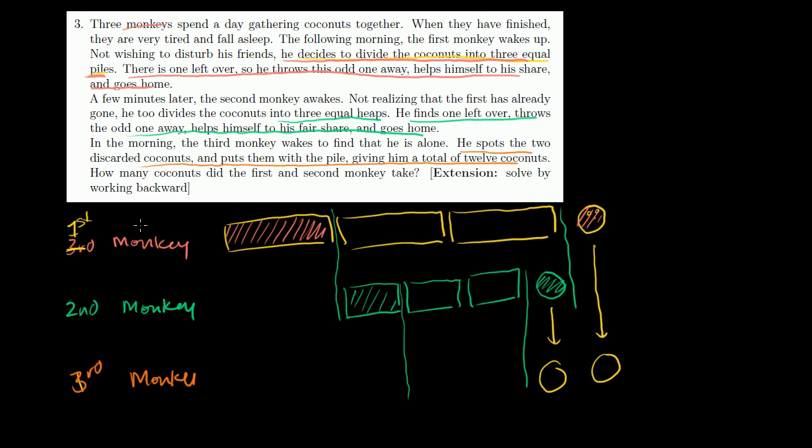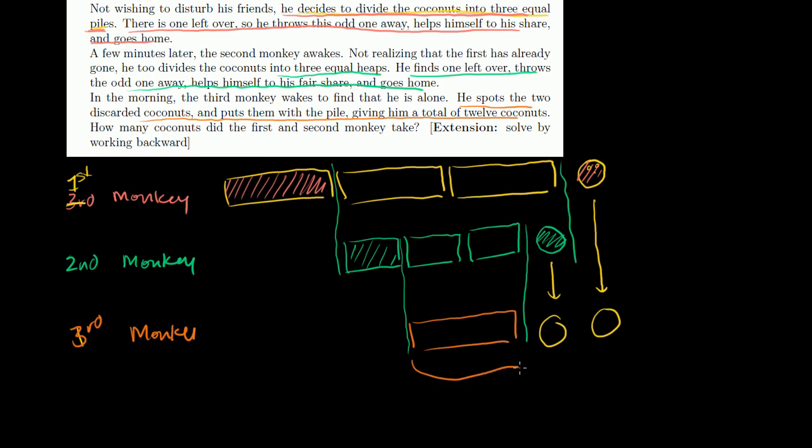This was the first one to wake up, has one left over, 3 equal piles, one left over, keeps one for himself. Second monkey, he sees these coconuts. He makes 3 equal piles, has one left over. Then the third monkey wakes up, sees these 2 coconuts, and then sees what's in the pile. And he has a total of 12 coconuts. And so they're saying, how many coconuts did the first and second monkey take? Actually, let me be very clear. The total is 12 coconuts. This right here is 12 coconuts after taking the discarded ones.